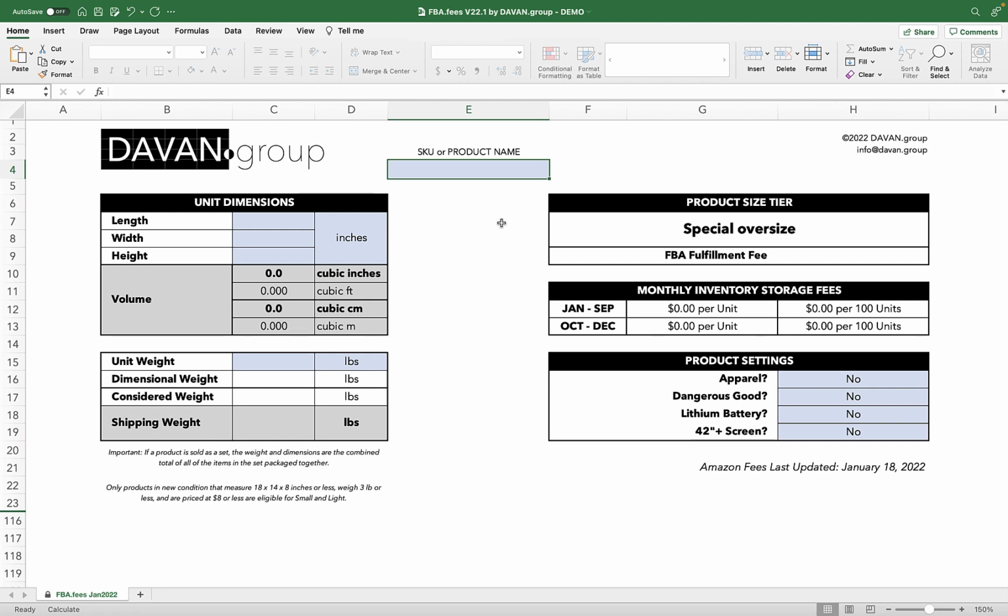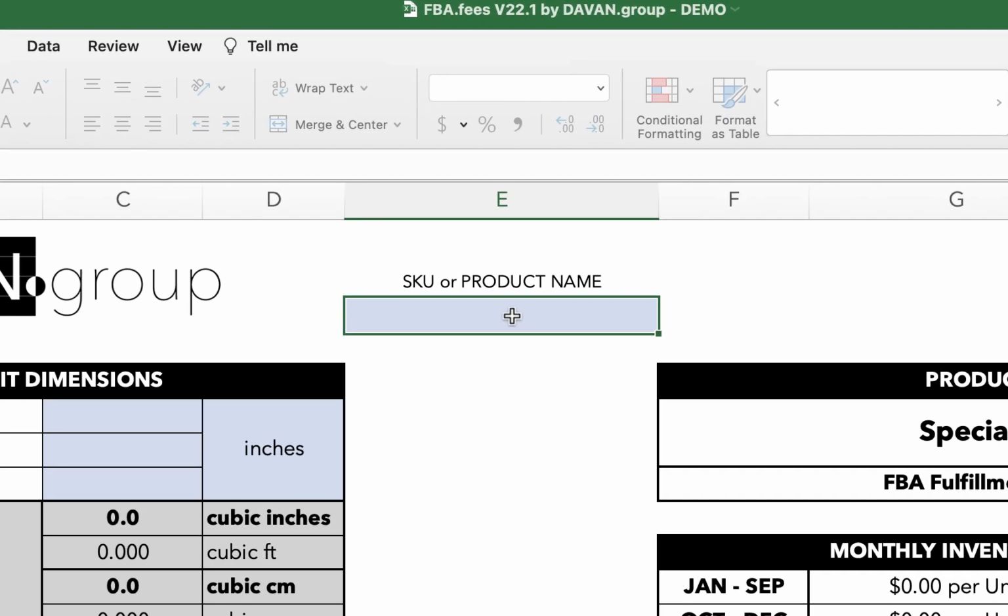This sheet is also great for reducing your unit dimensions on future orders to see how you can save on fulfillment fees moving on. So let's dive right in. As always on our sheets, any cells that are in blue, you can edit. So I'm going to start first by typing in the product or the SKU name. Let's imagine we're selling a phone case.